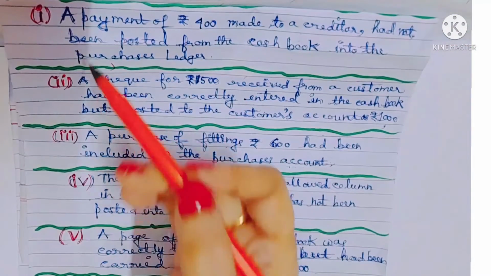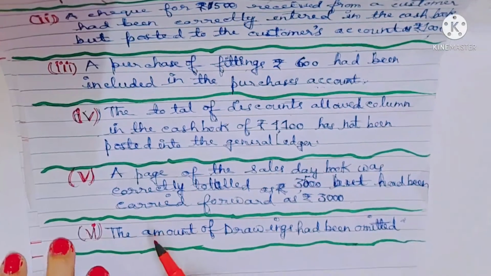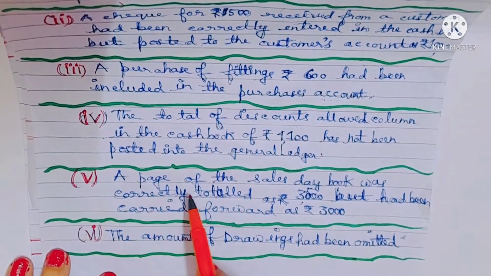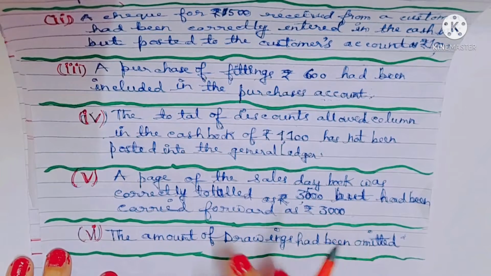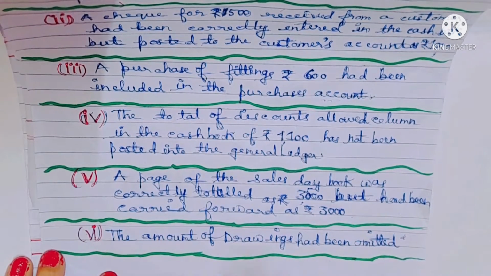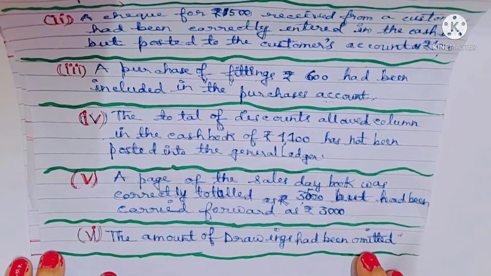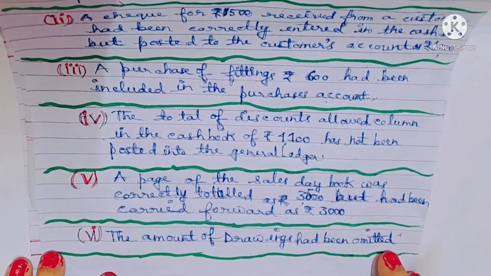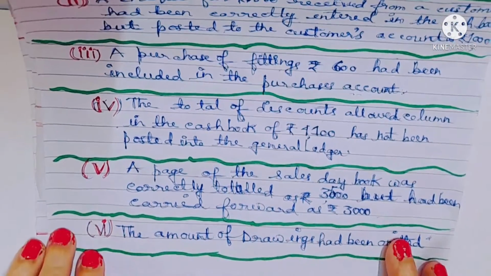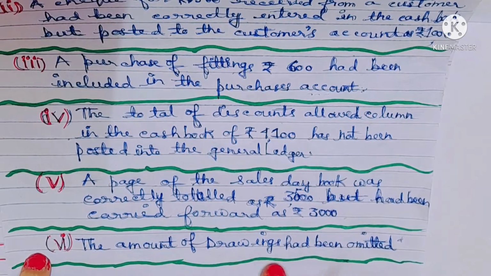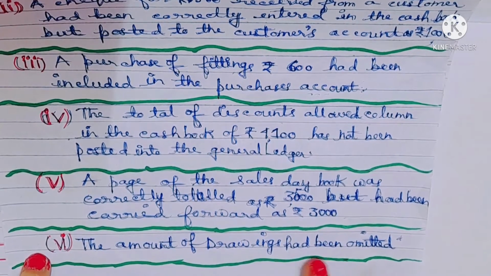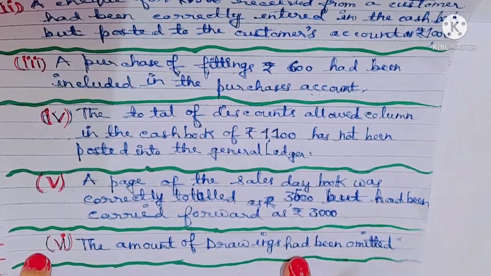Number 1, 2, 3, 4, we have finished. Number 5, a page of the sales day book was correctly totaled as rupees 3,500. But had been carried forward as rupees 3,000. We have done this. Number 6, the amount of drawings had been omitted. That means what? The balancing figure will be drawings. They have omitted to write drawings. So we'll have to record drawings also, but they have not given us the amount of drawings. So drawings will be the balancing figure.